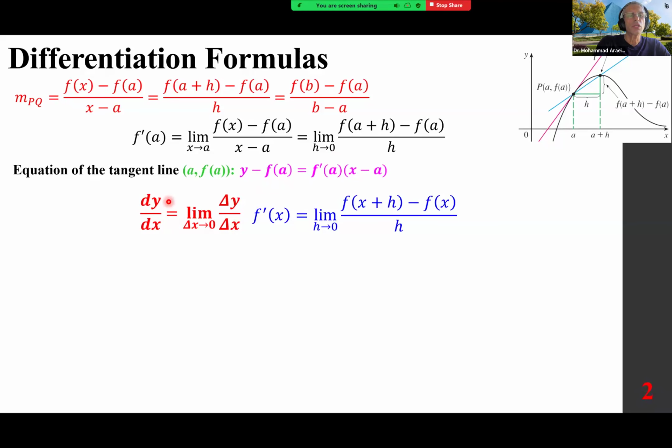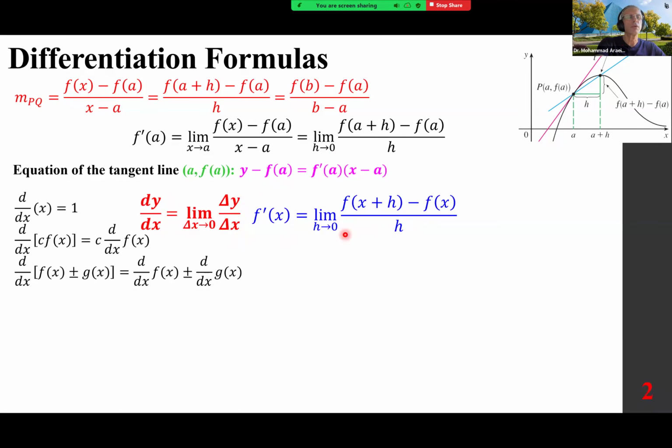Definition of a derivative: dy/dx is the limit of delta y over delta x as delta x approaches 0, or f prime of x is the limit of f of x plus h minus f of x over h as h approaches 0. And we have different formulas. The derivative of x is 1. x is the independent variable when we say d/dx of x.